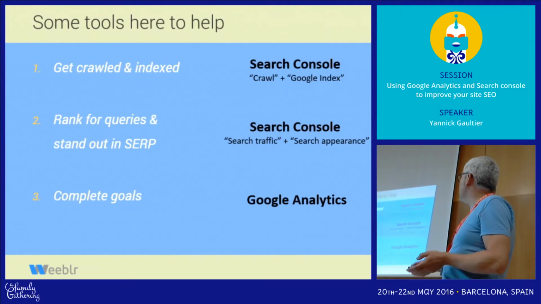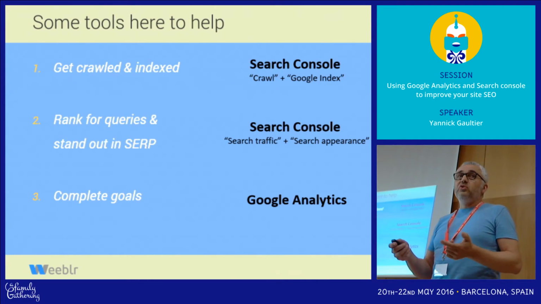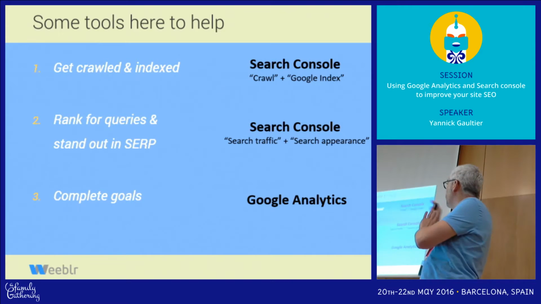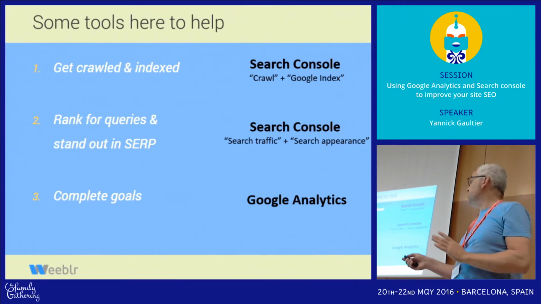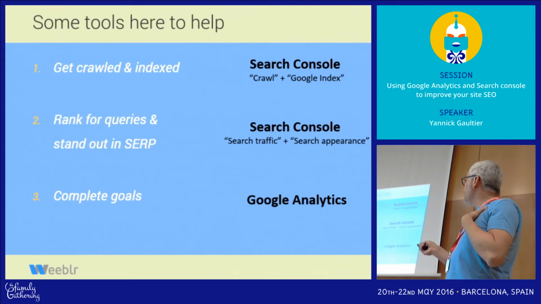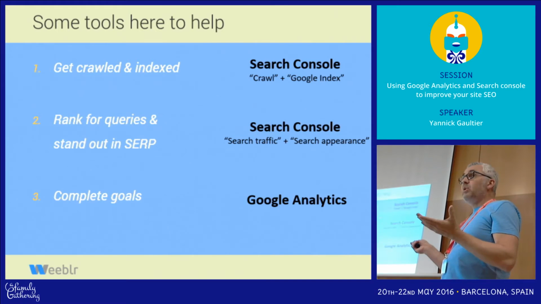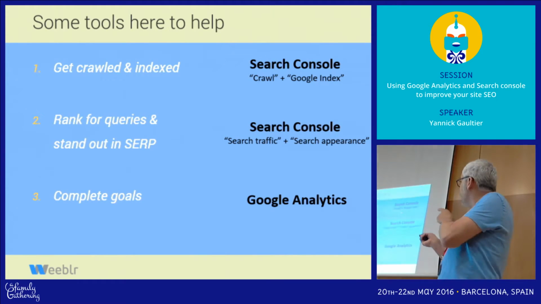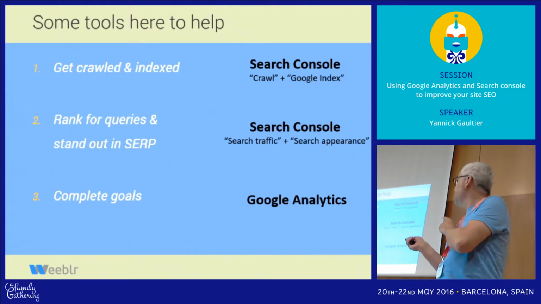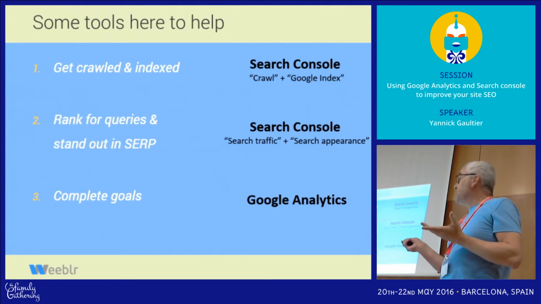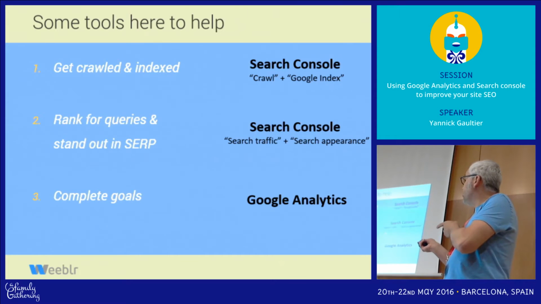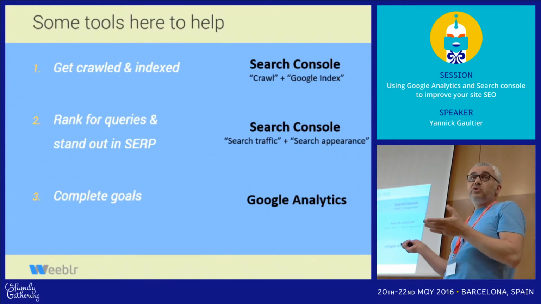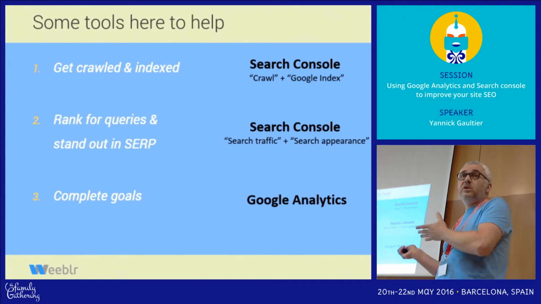So now, very fortunately, there are tools to help you. And I've classified those tools in accordance to each topic we want to look at. The way we do things regarding crawling and indexing, most of the time we're going to be using Search Console. And there are some specific parts of Search Console. Now about ranking and setting out in SERP, again the Search Console, but other parts of Search Console. And finally, to complete goals, we are mostly going to measure, and this is done with analytics.